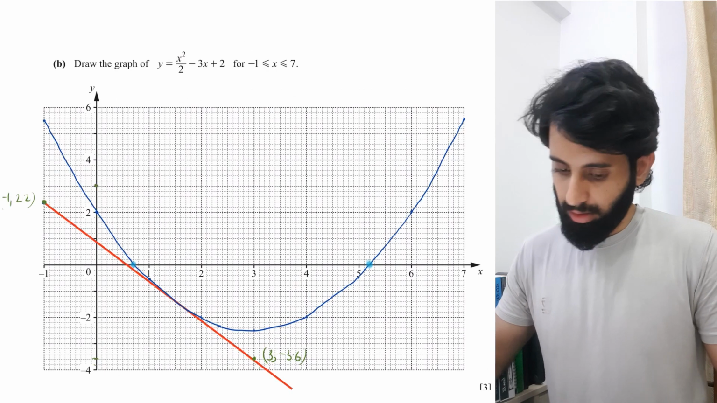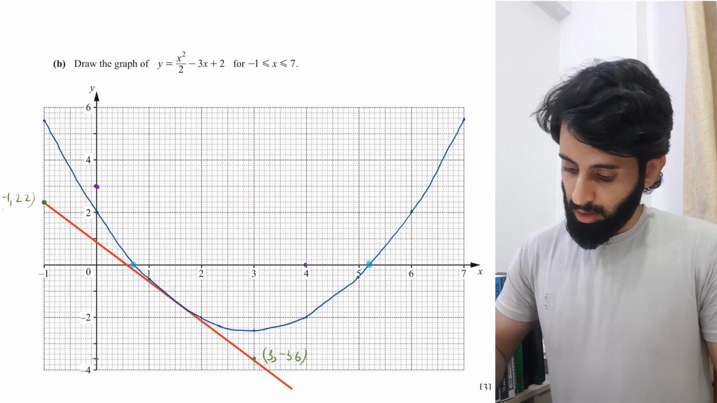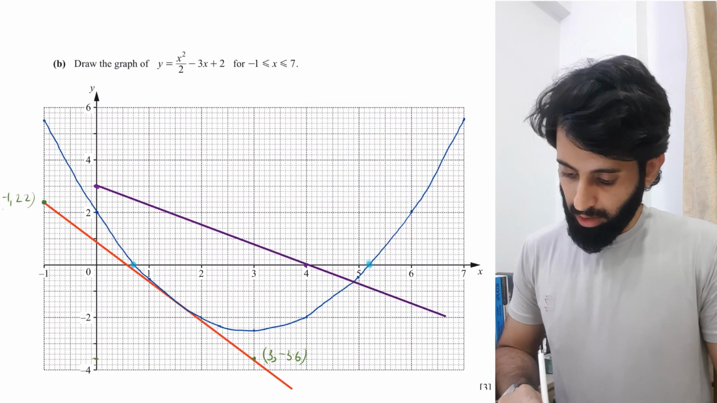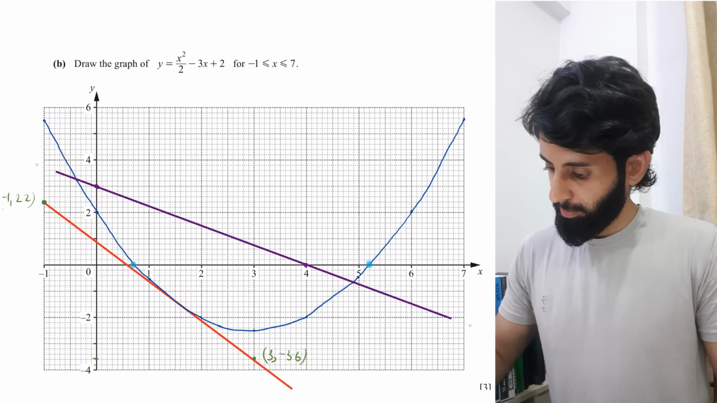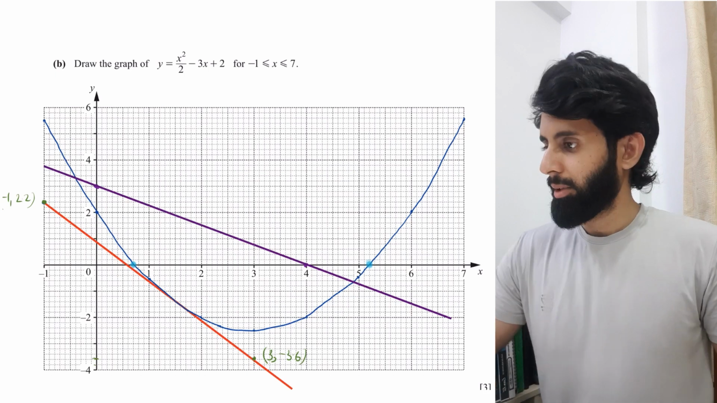Again, let me do this with a different color. I'm going to go with purple. 0, 3, and 4, 0. So let's join these 2 points with the help of a straight line. So there you go. This looks good. Let's see what we have to do next.